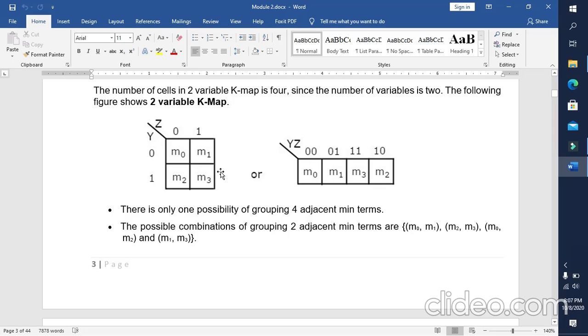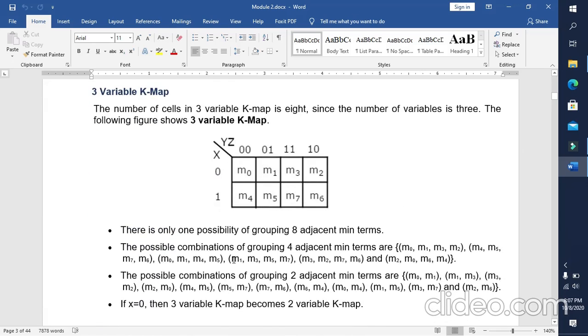The question is, ma'am, can we group it by 3? No, because grouping in a K-map is by 2, 4, 8, or 16. You cannot group the K-map in odd numbers. Okay.